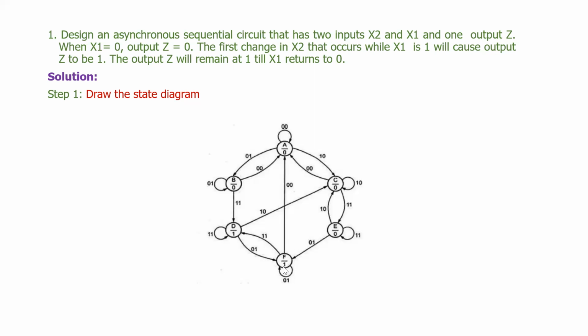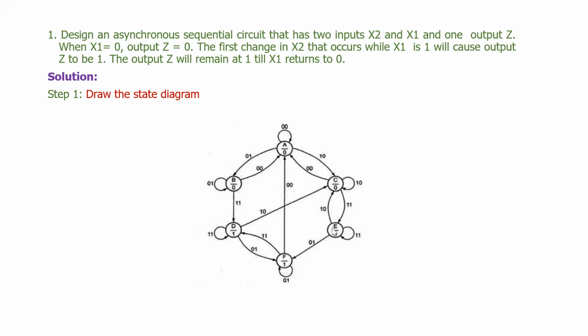Now from this C, there will be two possible transitions. One is 0, 0 and another one is 1, 1. When it is 0, 0, it returns to initial state A. Now from this C, 1, 1 means x2, x1 is 1, but x2 is not the first change, so output is equal to 0. So now we are getting the new state, which is E.